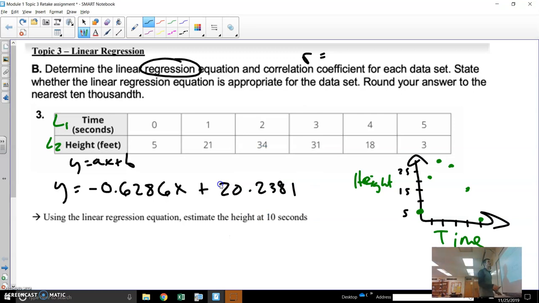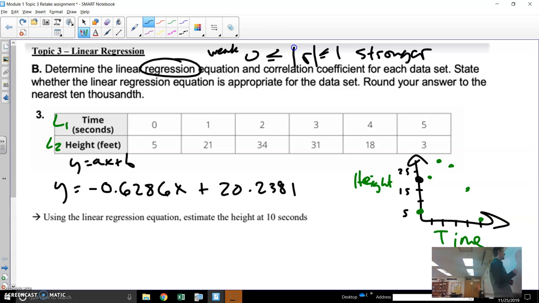So let's talk about R. With R, you really want to think about the absolute value. The closer it is to 0, the weaker it is, and the closer it is to 1, the stronger it is. Now, if you remember, over here we talked about how this is not very linear. If you think about the equation, the y-intercept is roughly 20, and then you're going down 0.62. So it's like you're going down 1 and over 2.